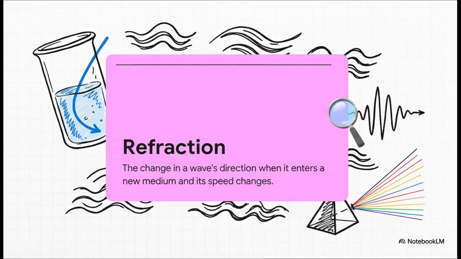This phenomenon has a name. It's called refraction. It's just the change in a wave's direction when it hits a new medium and its speed changes. And I guarantee you've seen this a million times. You know how a straw in a glass of water looks like it's bent? That's refraction. As the light wave goes from the air into the water, it slows down, and that causes it to bend. But it's not just for light. Any wave can be refracted.